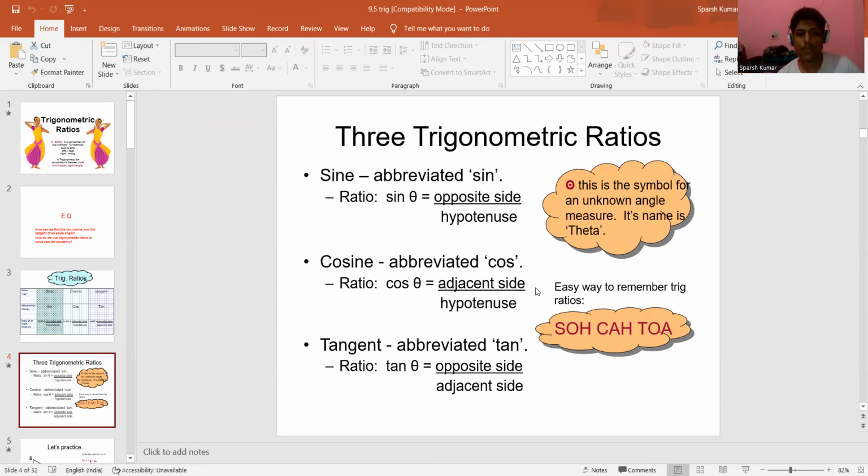To remember this easily, we have a trick: SOH CAH TOA. S means sine, O means opposite, and H means hypotenuse. Similarly, for CAH, it is cos adjacent hypotenuse, and for TOA it is tan opposite adjacent.